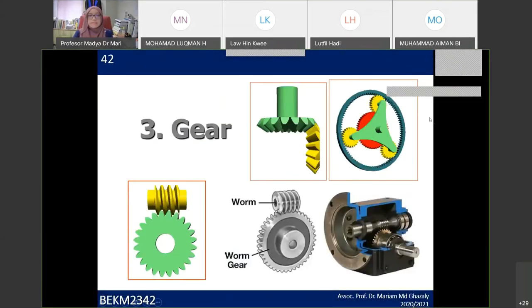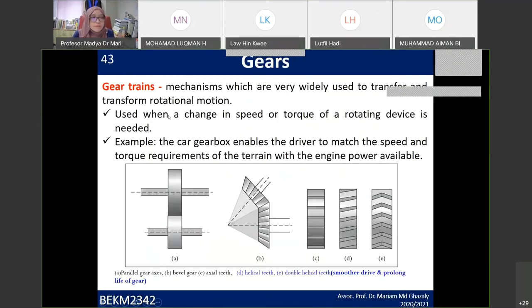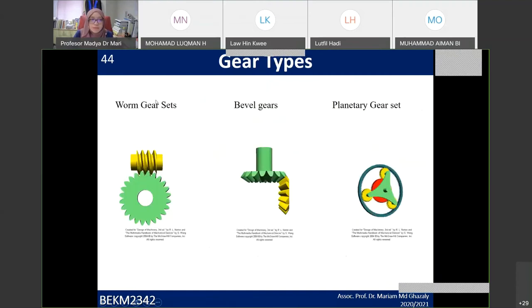Okay, the gear. So a gear train is a mechanism used to transfer and transform rotational motion. You can either connect the gears in a line like that, or at an angle. An angle is called a bevel gear. The bevel gear is a specific gear. Normal gear is the normal gear train, but this one is specific. So we have the worm gear set, bevel gear, and planetary gear set.